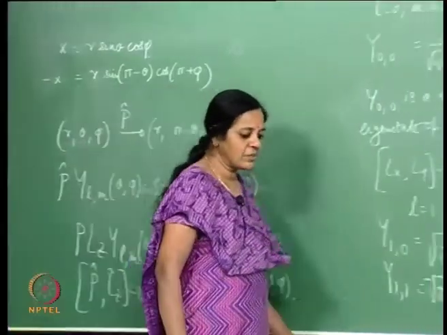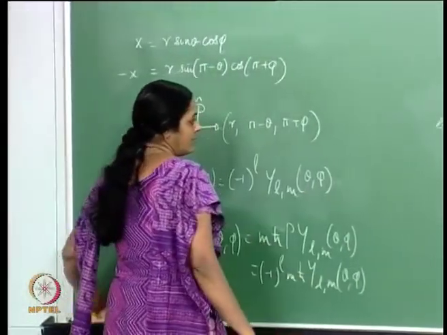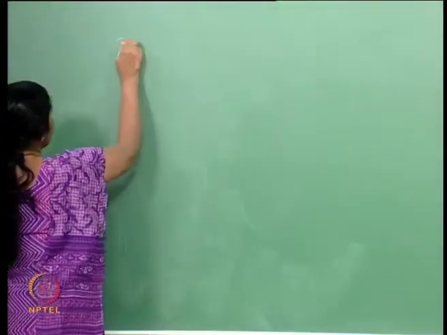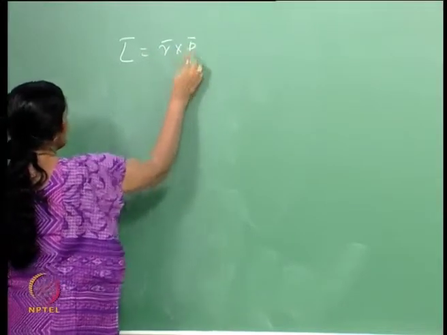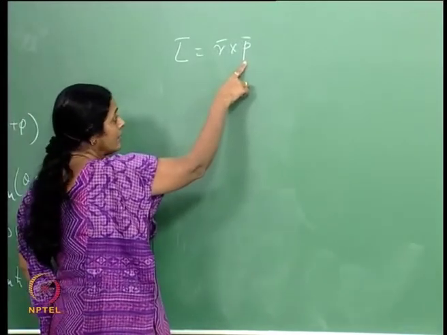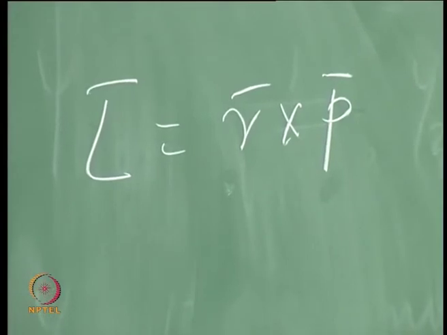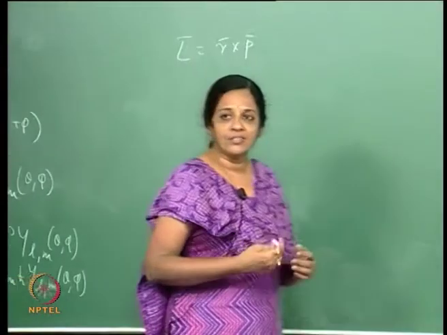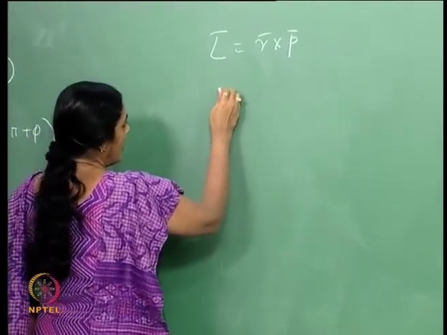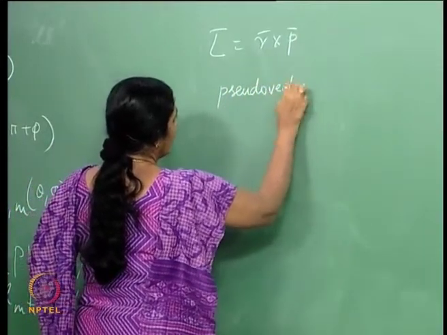Now, any operator which commutes with the parity operator. So, in general, look at L, the orbital angular momentum vector. L is r cross P. So, under parity r goes to minus r and P goes to minus P. This is the momentum, linear momentum, and therefore, L does not change sign. So, under parity L remains invariant. Now, vectors which commute with the parity are called pseudo vectors or axial vectors.